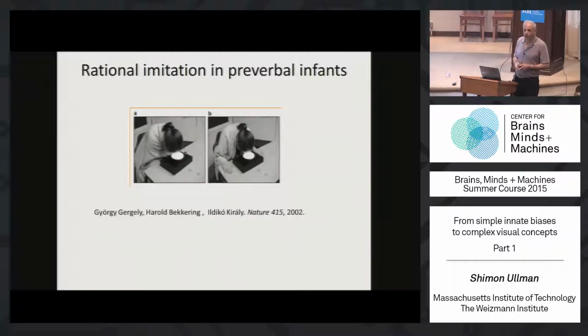Any prediction on your side? What happened? You see these two situations. In which case do you think they actually did it with their hands rather than using their forehead? Any guess? Yeah. That's right. And what's the reasoning? That they may not have hands.